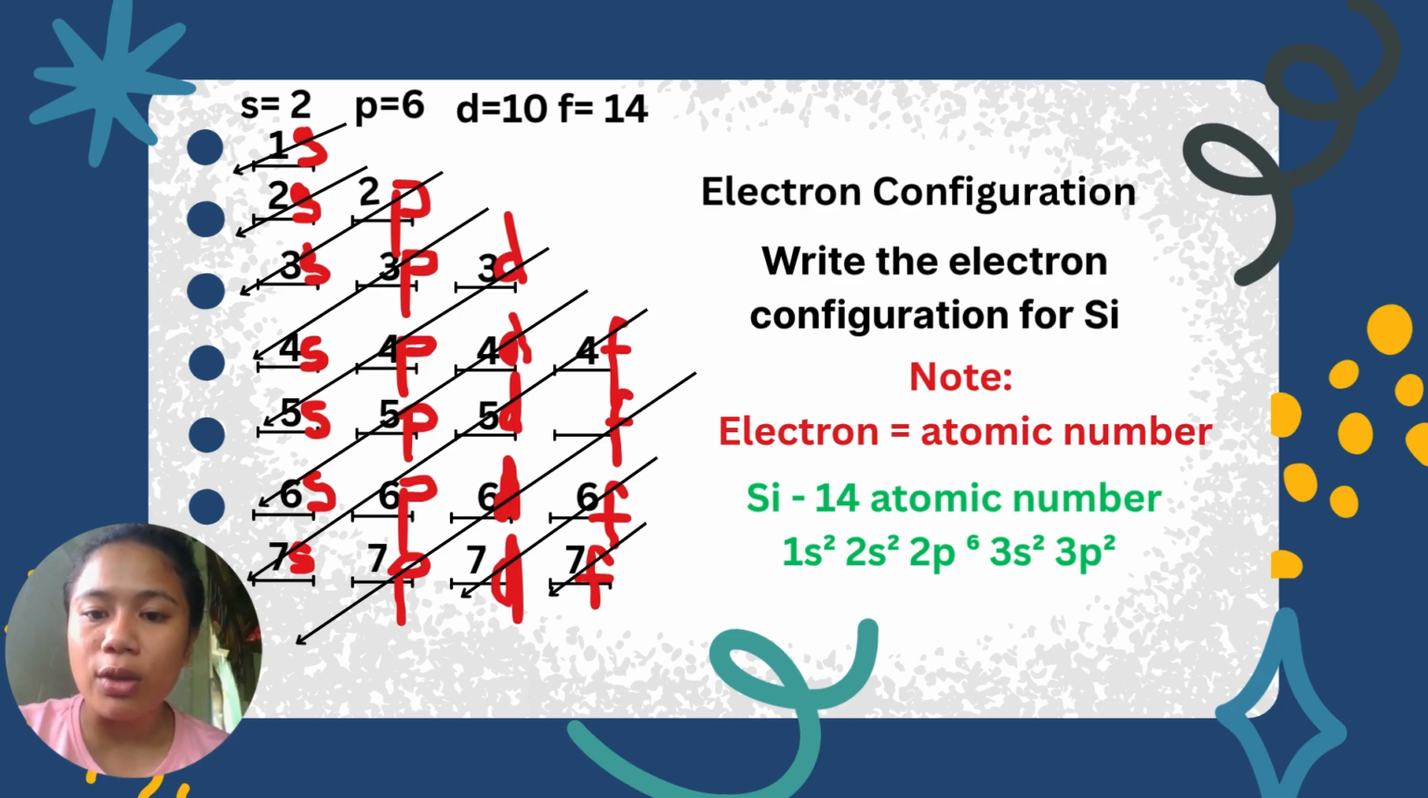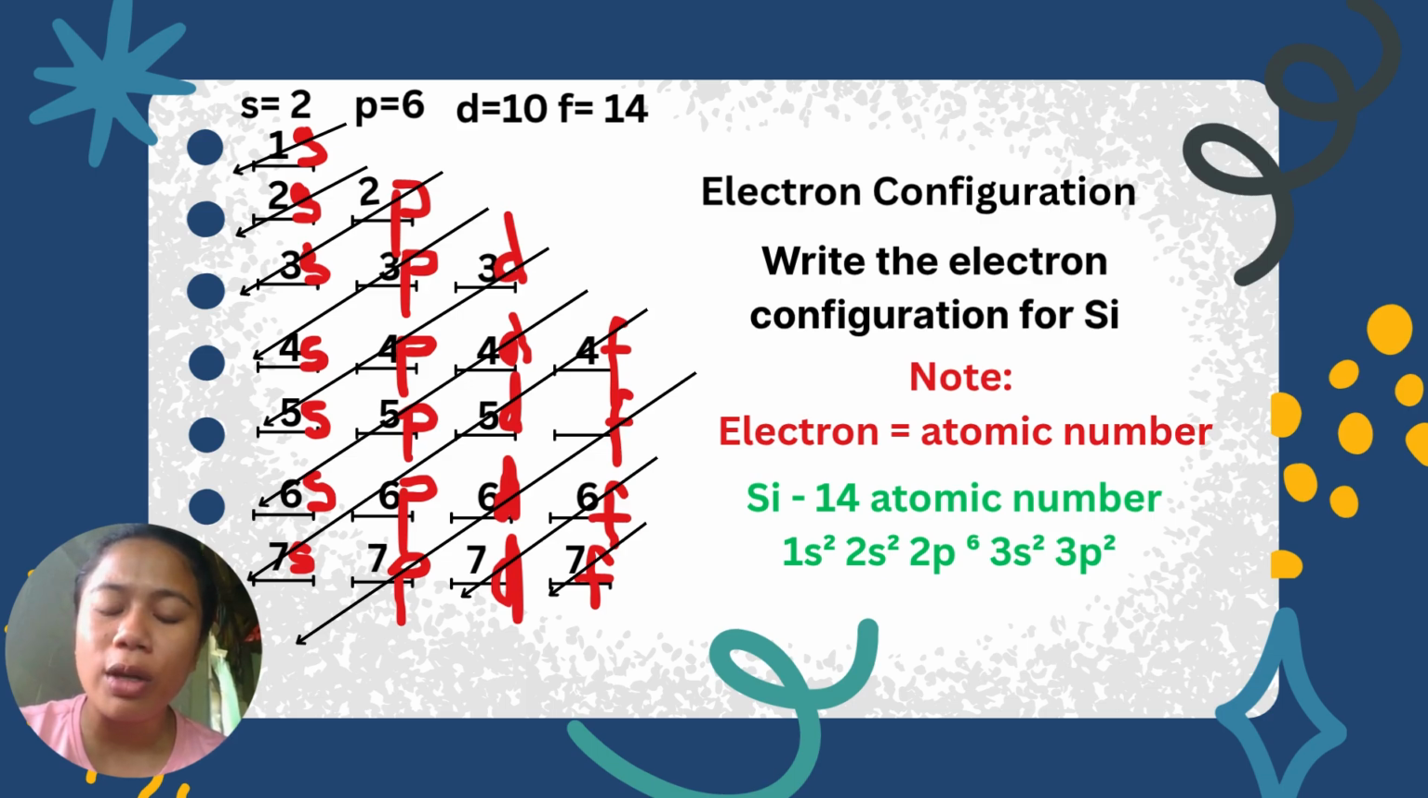Let's proceed. What's next to 2p? It is 3s. And what's the exponent for s? It is 2. So 2 plus 2 plus 6 plus 2 is 12. Do we have 14 already? Not yet, so let's continue. What's next to 3s? It is 3p. And then we will just put 2, in order for us to have the atomic number of 14.